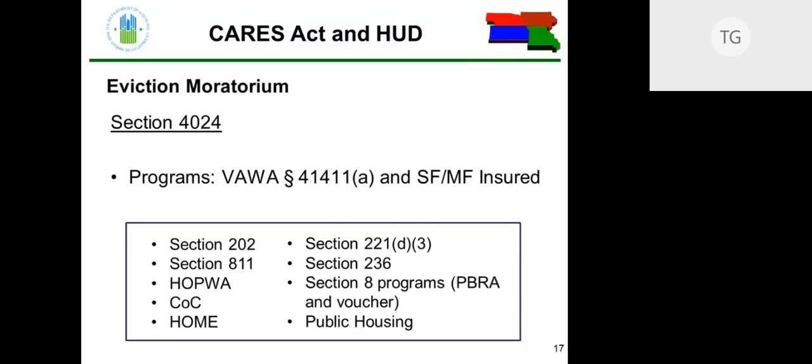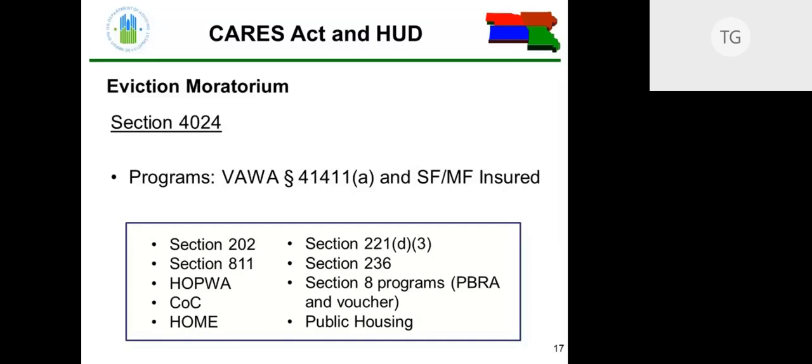The eviction moratorium in the CARES Act provides a benefit to a large number of HUD programs. In the Act itself, the programs are identified under the Violence Against Women Act, Section 41411A, but I've provided them in the box below since most people are not familiar with those programs offhand. The benefits in the CARES Act are in Section 4024. Those programs assisted by the eviction moratorium are Section 202, Section 811, HOPWA, Continuum of Care, HOME, Section 221(d)(3), Section 236, and then our Section 8 programs, both project-based rental assistance and vouchers, and then our public housing.